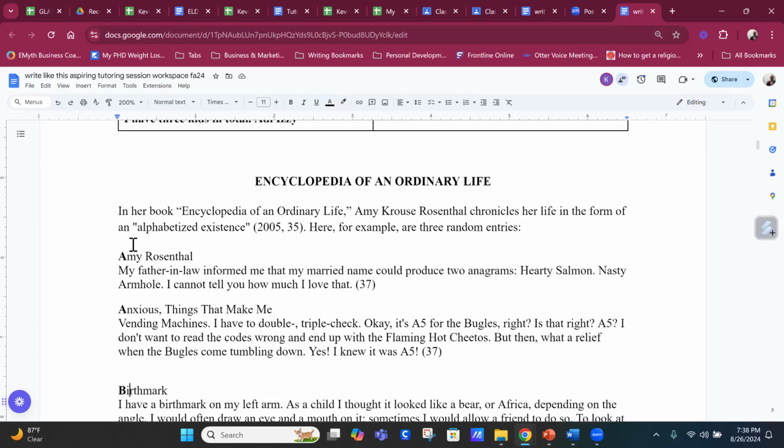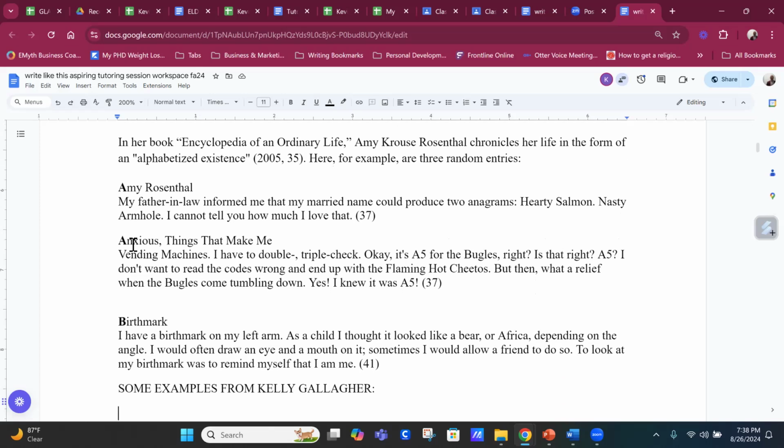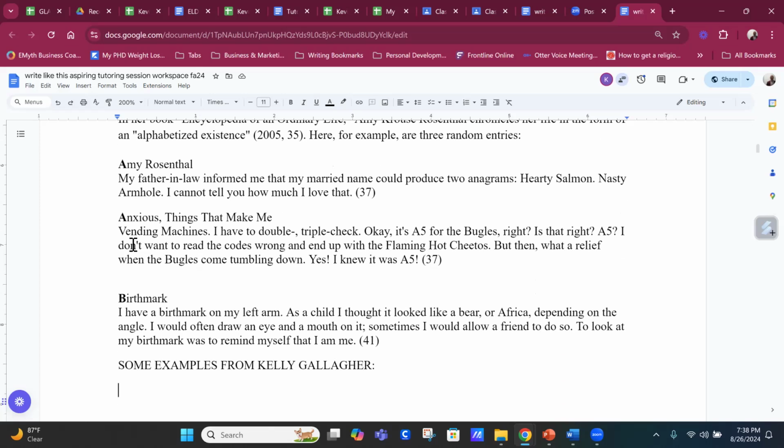Amy Rosenthal, that's the title of this particular paragraph. My father-in-law informed me that my married name could produce 2 anagrams, hearty salmon, nasty armhole. I cannot tell you how much I love that. Here's another thing for A. Anxious, things that make me. That's things that make me anxious.